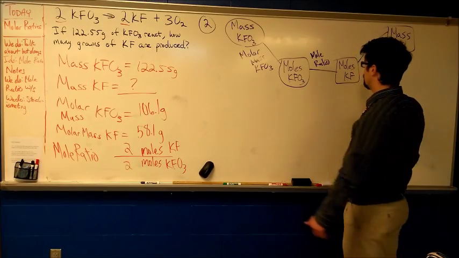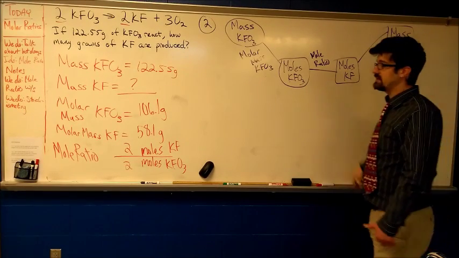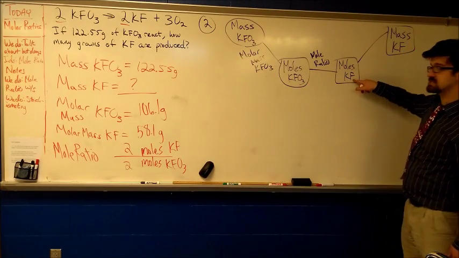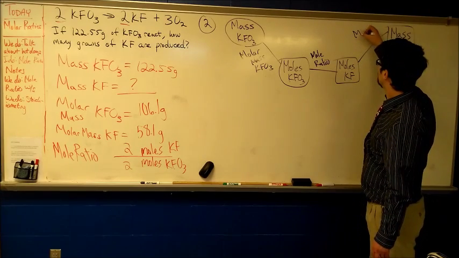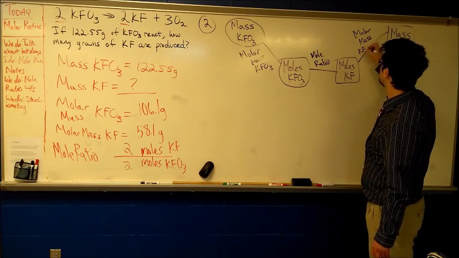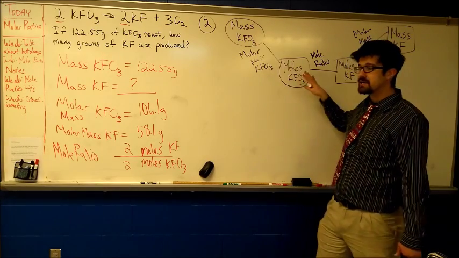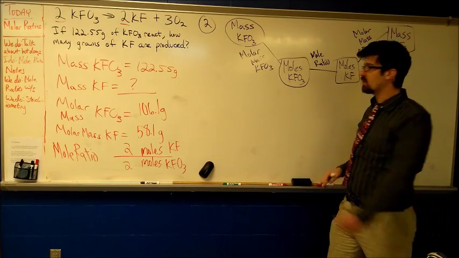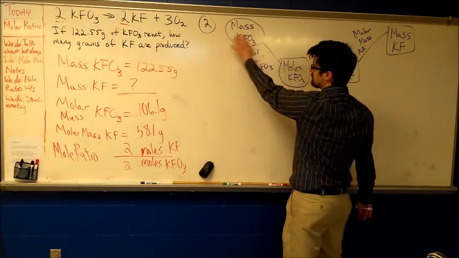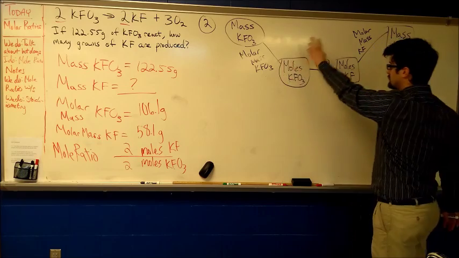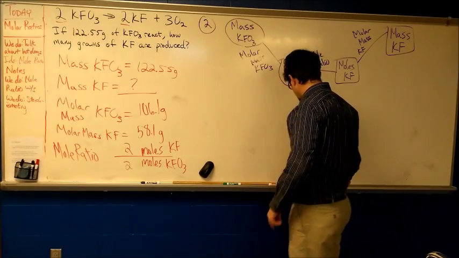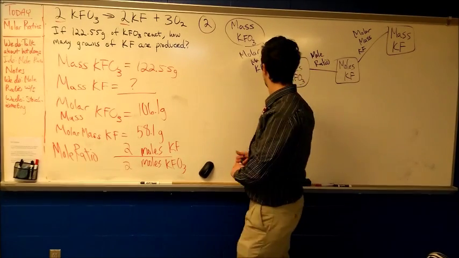And then lastly, to go from moles to mass, we need to use molar mass again, but this time for KF, since that's the substance we're looking at. So we'll do molar mass of KF. Alright, so this is a diagram, a map, if you will, of where we're going. We're going to start with mass, then switch to moles, then moles of the second substance, and then back to mass. So let's do that. That's going to be part 3.